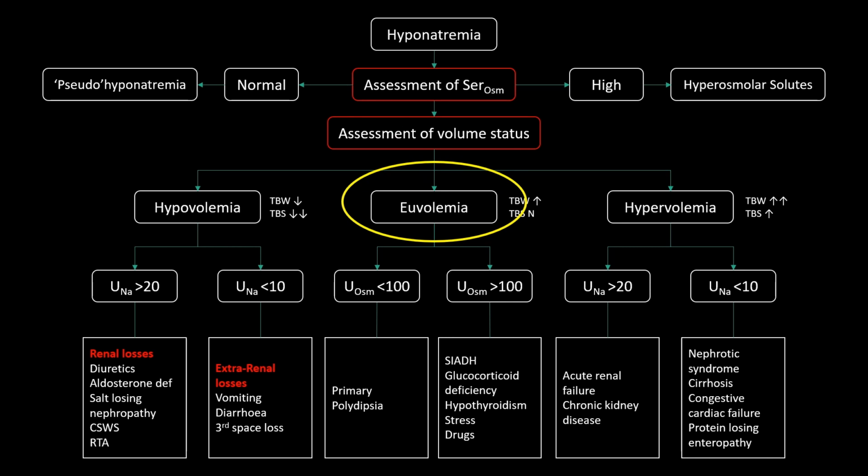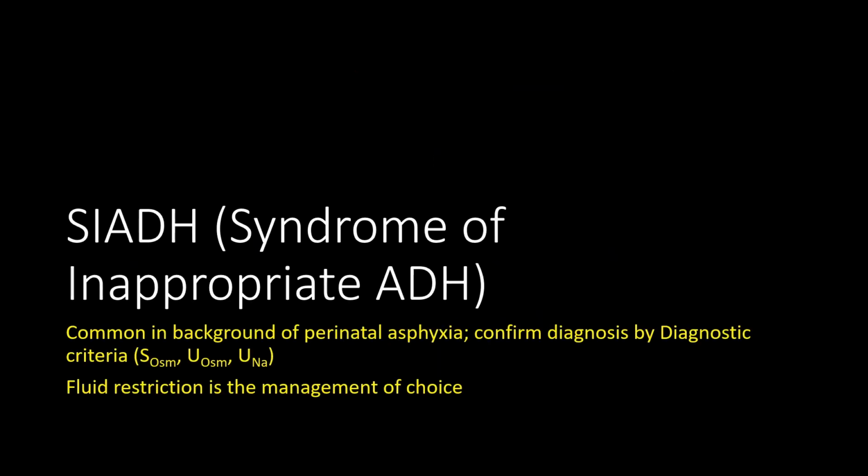And next, to confirm, we have to do the urine osmolality. It should be more than 100. Serum osmolality should be less than 280. Urinary sodium should be more than 30. All those criteria of SIADH will be satisfied, so that the diagnosis of syndrome of inappropriate ADH secretion will be made. How will we manage this child?